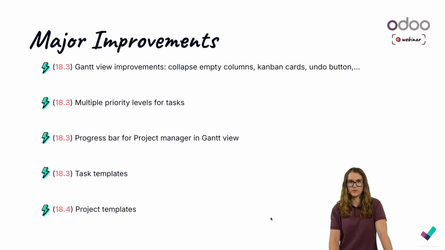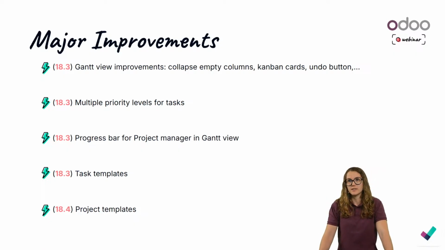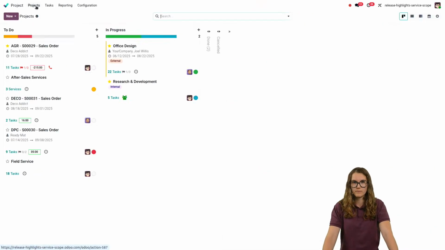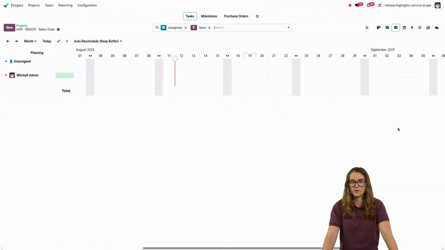Okay, let's go to the next page. In 18.3, we also had a few improvements in the Gantt view. Namely, we have the collapse empty columns, Kanban cards, and an undo button. I'm going to show you right away what it looks like. I'm just going to take a project and go here.